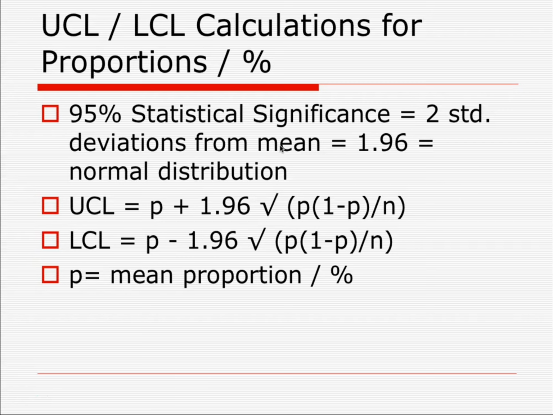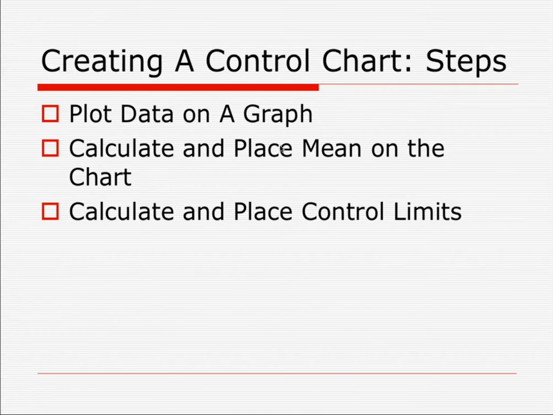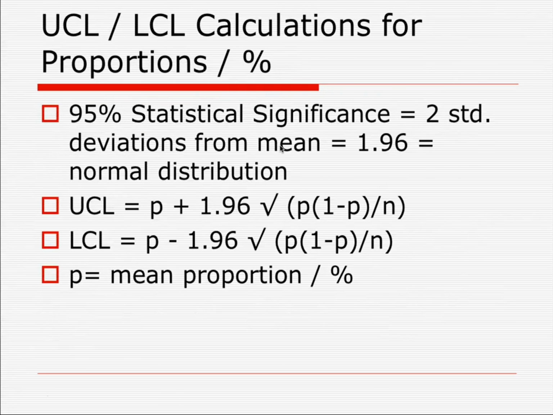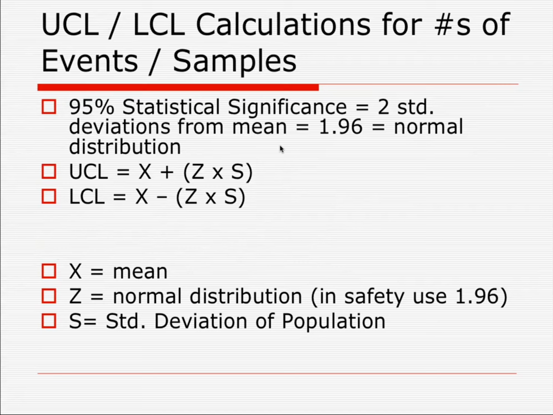So those are the formulas for calculating the control limits. So going back to saying, how do you make a control chart? Well, first of all, you have to have the data. You plot that out on the graph, a line graph. Then you would obviously calculate the mean and place that mean on the chart. And then you would calculate the control limits, which is where you use these two formulas, depending on whether you're dealing with a proportion or percentage or whether you're dealing with the numbers of events.